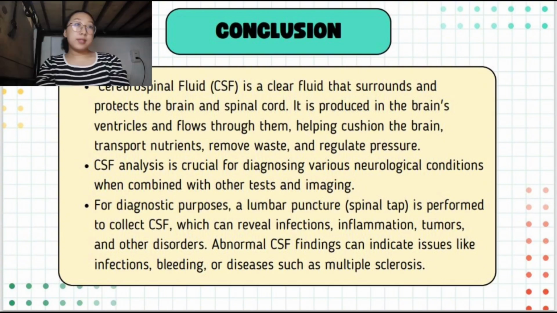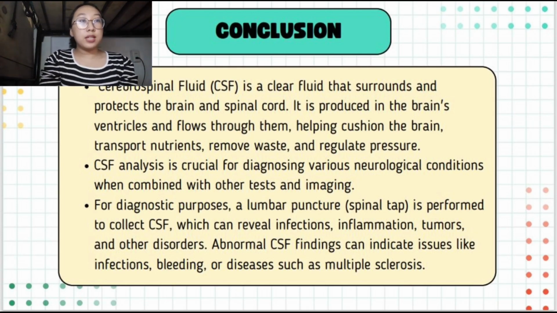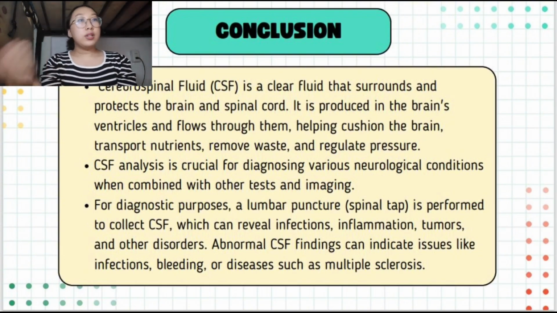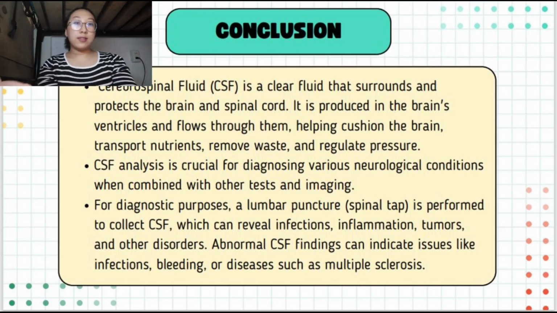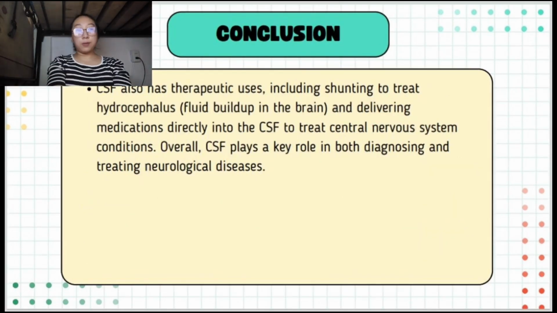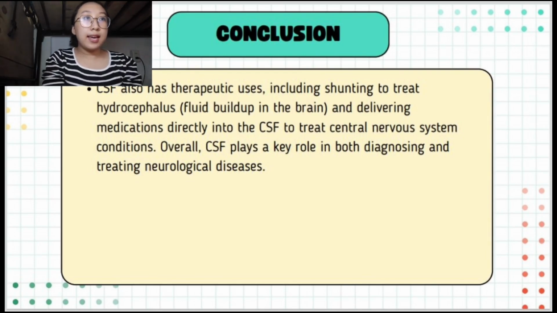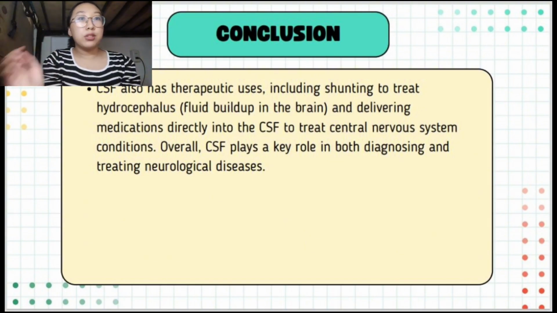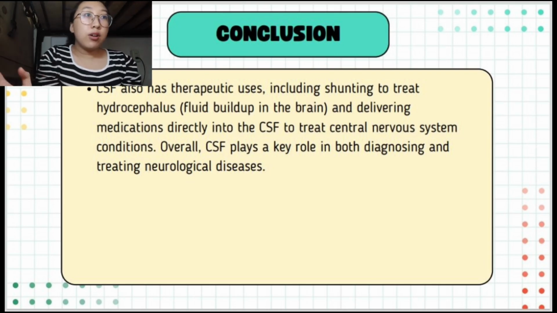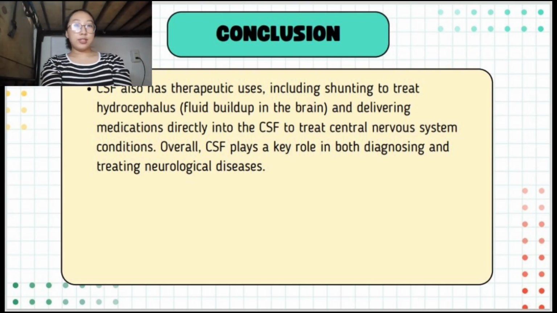And for diagnostic purposes, a lumbar puncture or spinal tap is performed to collect CSF, which can reveal infections, inflammation, tumors, and other disorders. So, abnormal CSF findings can indicate issues like infections, bleeding, or diseases such as multiple sclerosis. Our CSF also has therapeutic uses, including CSF shunting to treat hydrocephalus and delivering medication directly into the CSF to treat central nervous system conditions. So overall, CSF plays a key role in both diagnosing and treating neurological diseases.